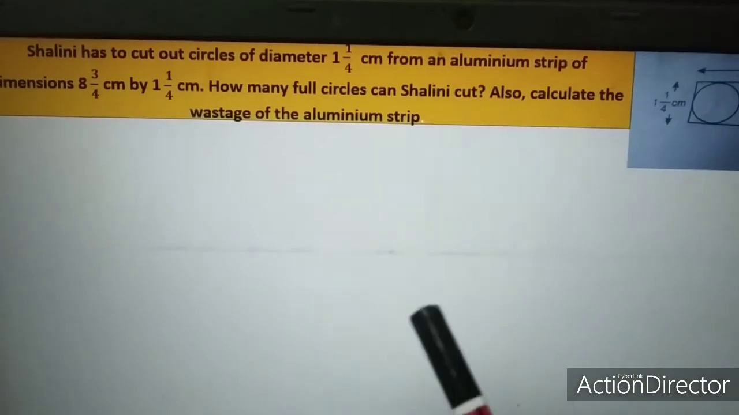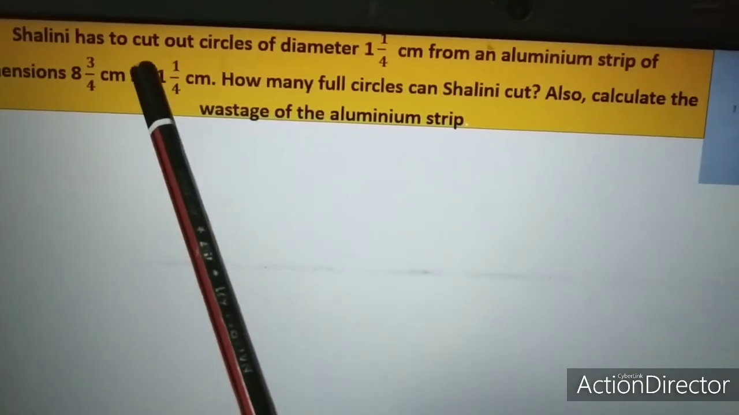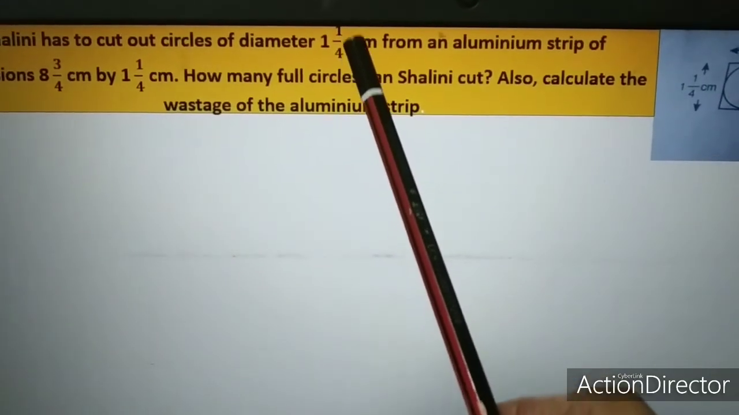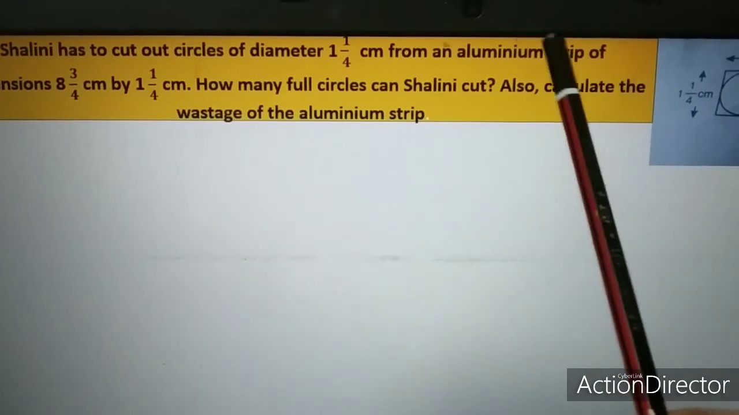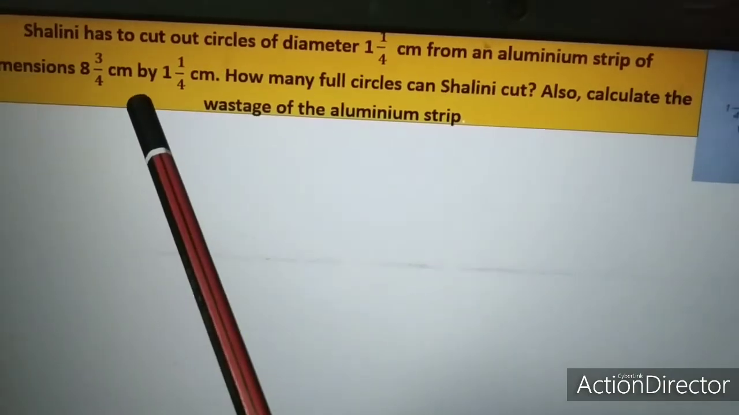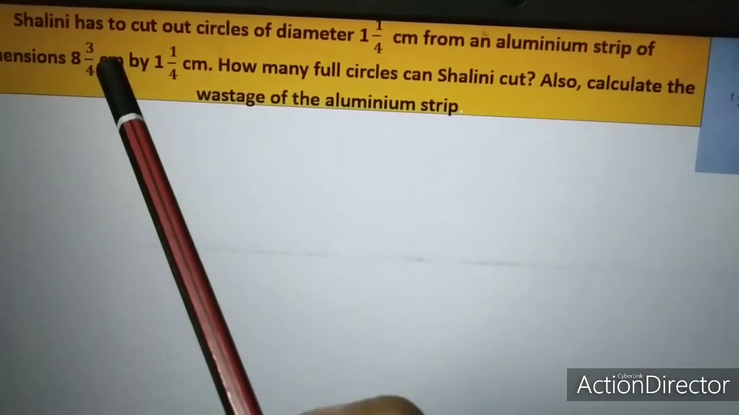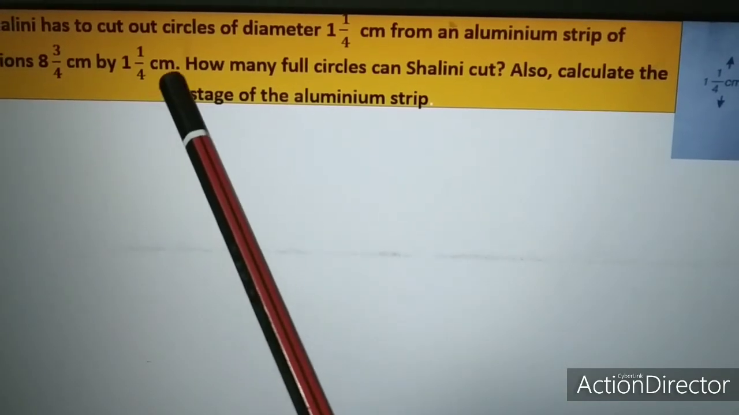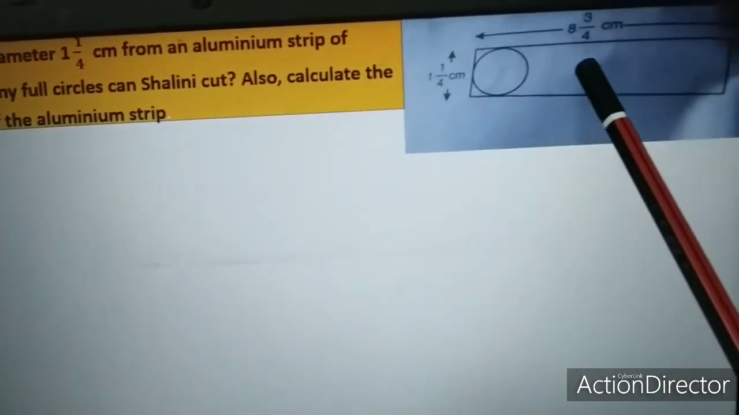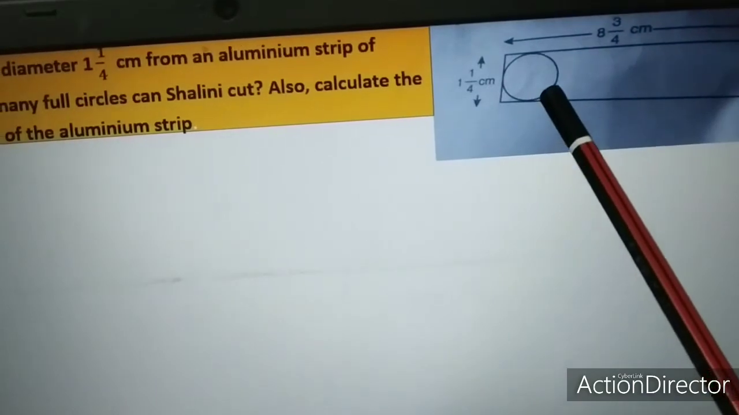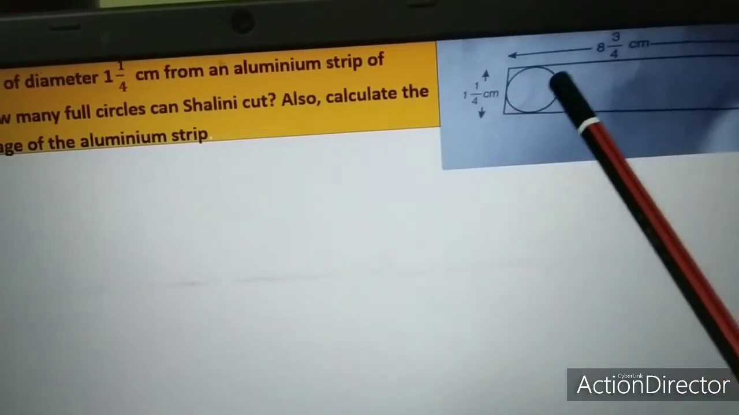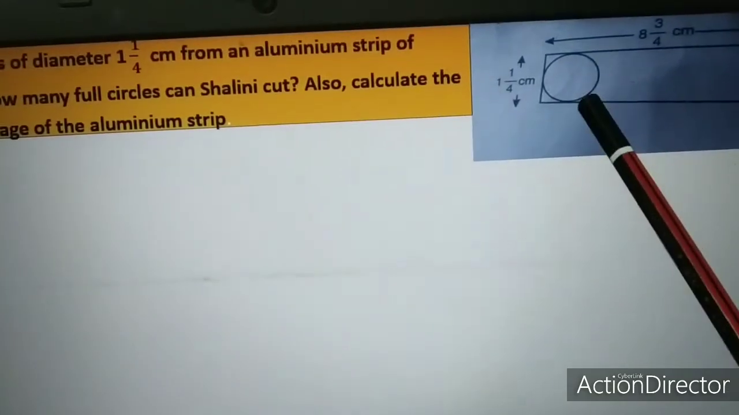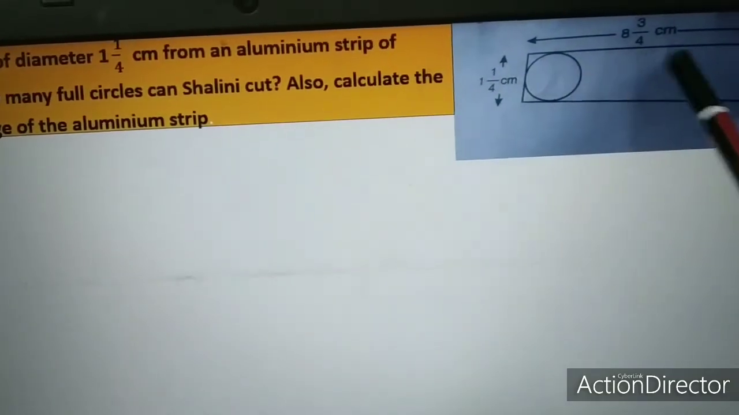Now moving on to one more important sum. Shalini has to cut circles of diameter 1/4 centimeter from an aluminium strip of dimensions 8 3/4 centimeter by 1/4 centimeter. So this is the aluminium strip given over here. From this she wants to cut the circles from this rectangular strip. You have to find how many circles she can cut over here.